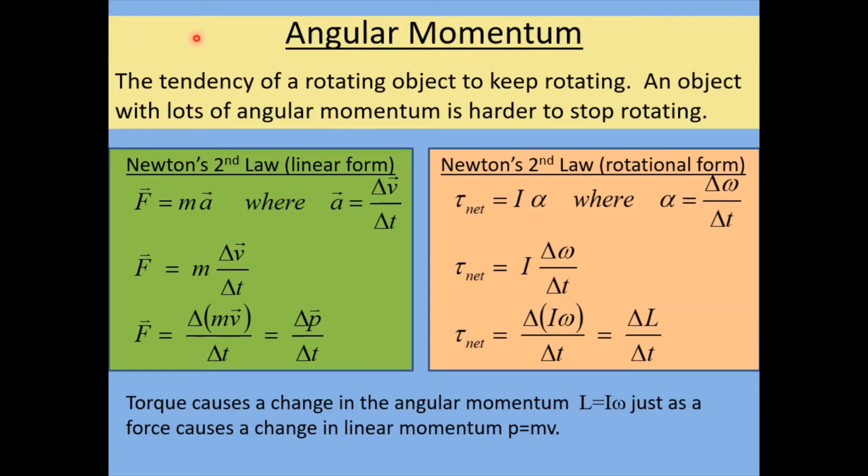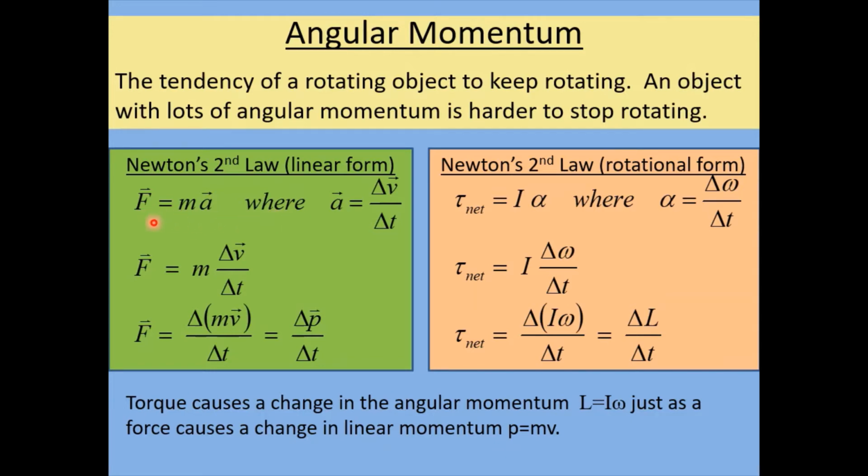Angular momentum is the tendency of a rotating object to keep rotating. An object with lots of angular momentum is harder to stop rotating. We can get some insight into angular momentum by comparing linear momentum, which we've already studied in this chapter, with angular momentum. So recall earlier in this chapter how we derived the expression for linear momentum.